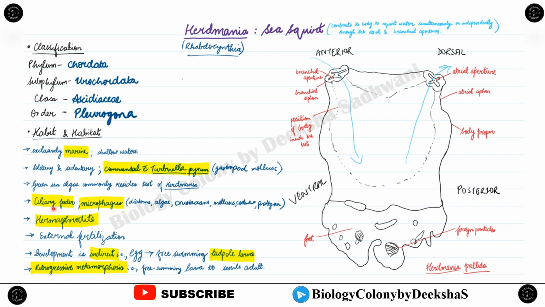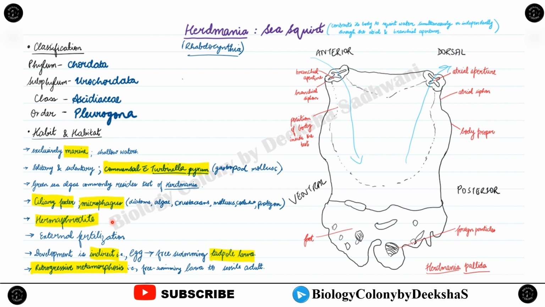It is a ciliary feeder. How? Because its pharynx has various stigmata that act like a sieve so that it can filter out the large particles from the smaller ones. So it is microphagous, as it feeds on small particles or organisms like diatoms, algae, crustaceans, mollusks, coelenterates and protozoa.